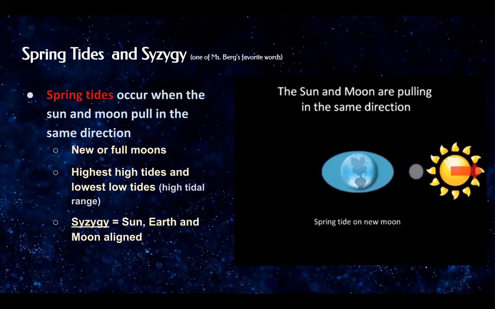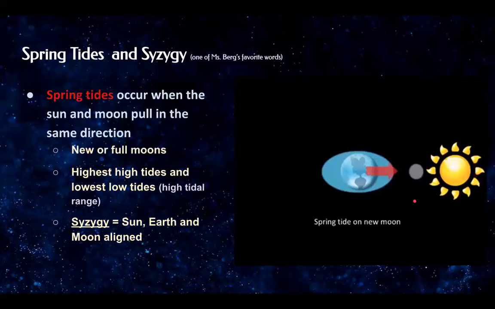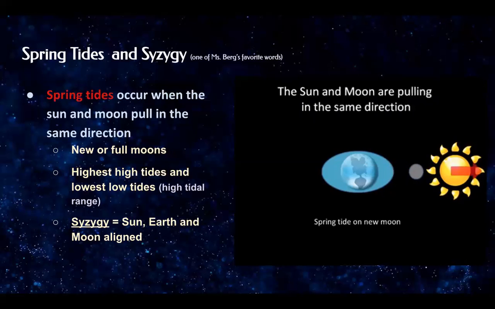So anytime these things are in a line, they're pulling in the same direction, so you get super high tides and super low tides. When we have spring tides, you definitely want to pay attention on the coast, because it's very possible that the sea level is going to change really quickly multiple times a day. So if you're hiking by the water, having a picnic, boating, or swimming, this can make for some pretty dangerous conditions, and you want to pay attention.